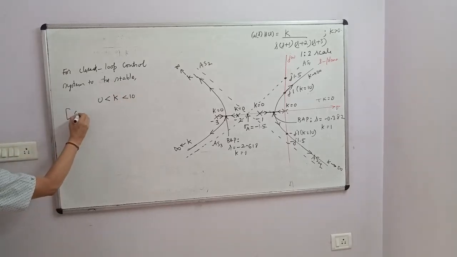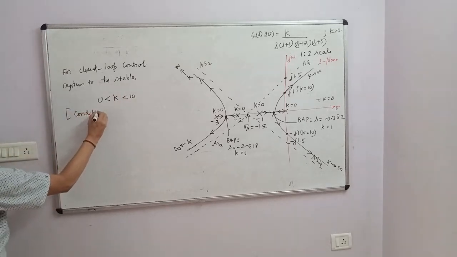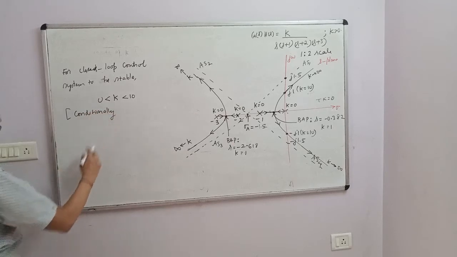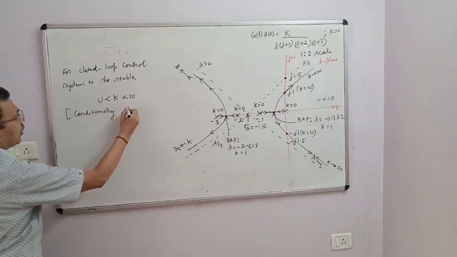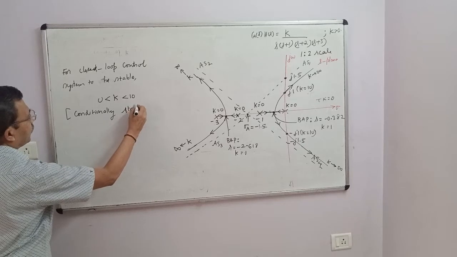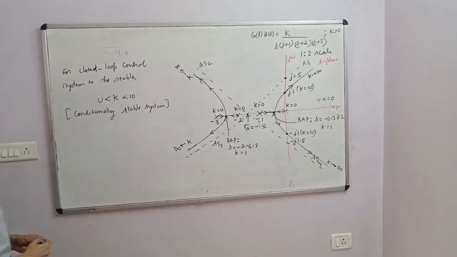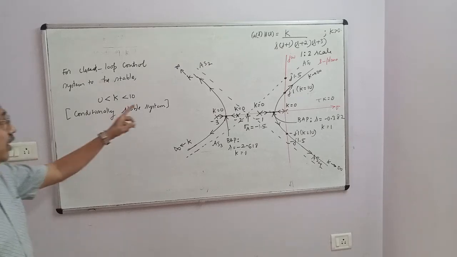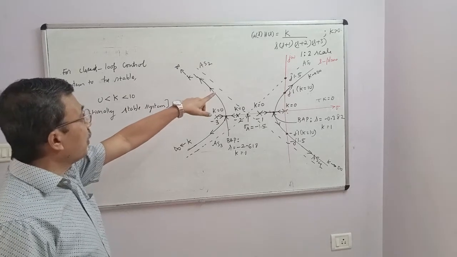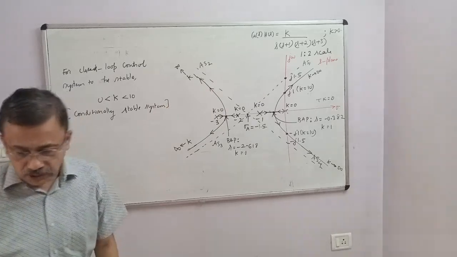This is also a conditionally stable system. That means the system is stable for a range of K. Conditionally stable system. This is the end of the problem. G of s, h of s is equal to K divided by s into s plus 1 into s plus 2 into s plus 3.